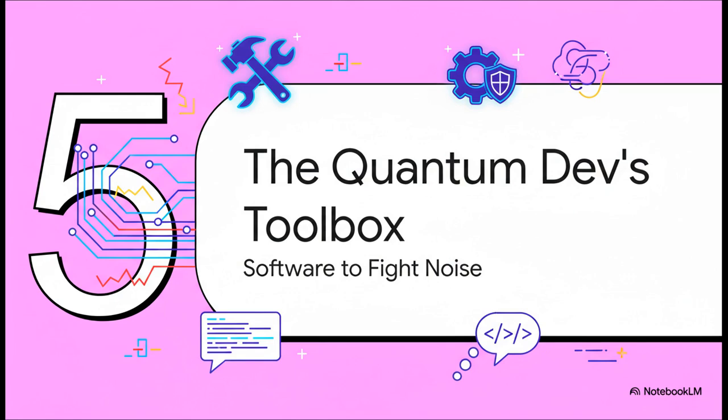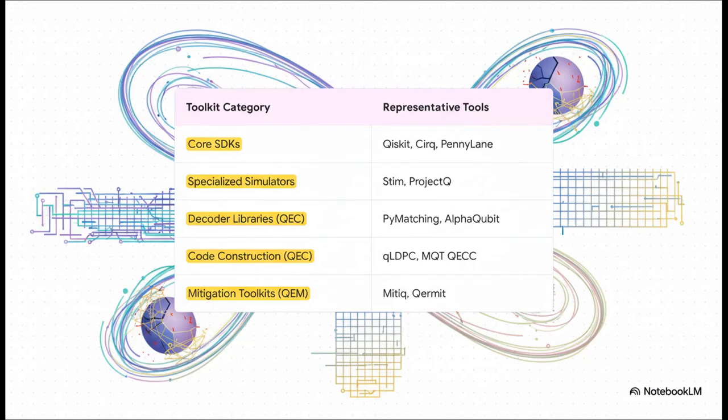Developers in the real world are actively building algorithms and fighting noise, and they're using a whole ecosystem of powerful software tools to do it. So, what's actually in their toolbox? This whole software scene is just exploding right now. At the very bottom layer, you've got your main SDKs like Qiskit, Cirq, and PennyLane, which you use to build your quantum circuits. Then you've got specialized tools for specific jobs.